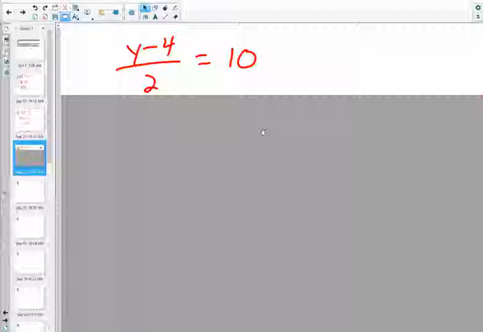Here's where math throws in a monkey wrench, right? Because you're like, hey, Mr. Romero, you said that subtraction gets canceled before division. Well, see, the difference with this subtraction is that it's inside of a fraction.